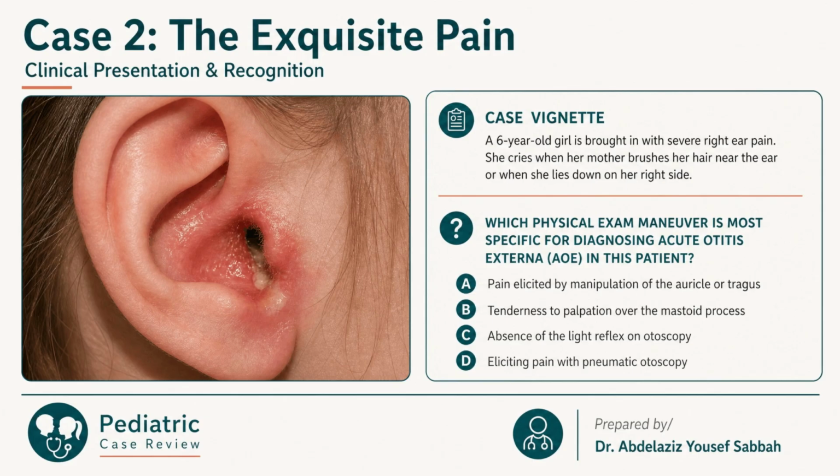Case 2. A 6-year-old girl is brought in with severe right ear pain. She cries when her mother brushes her hair near the ear or when she lies down on her right side. Which physical exam maneuver is most specific for diagnosing acute otitis externa in this patient? Option A. Pain elicited by manipulation of the auricle or tragus. Option B. Tenderness to palpation over the mastoid process. Option C. Absence of the light reflex on otoscopy. Option D. Eliciting pain with pneumatic otoscopy.